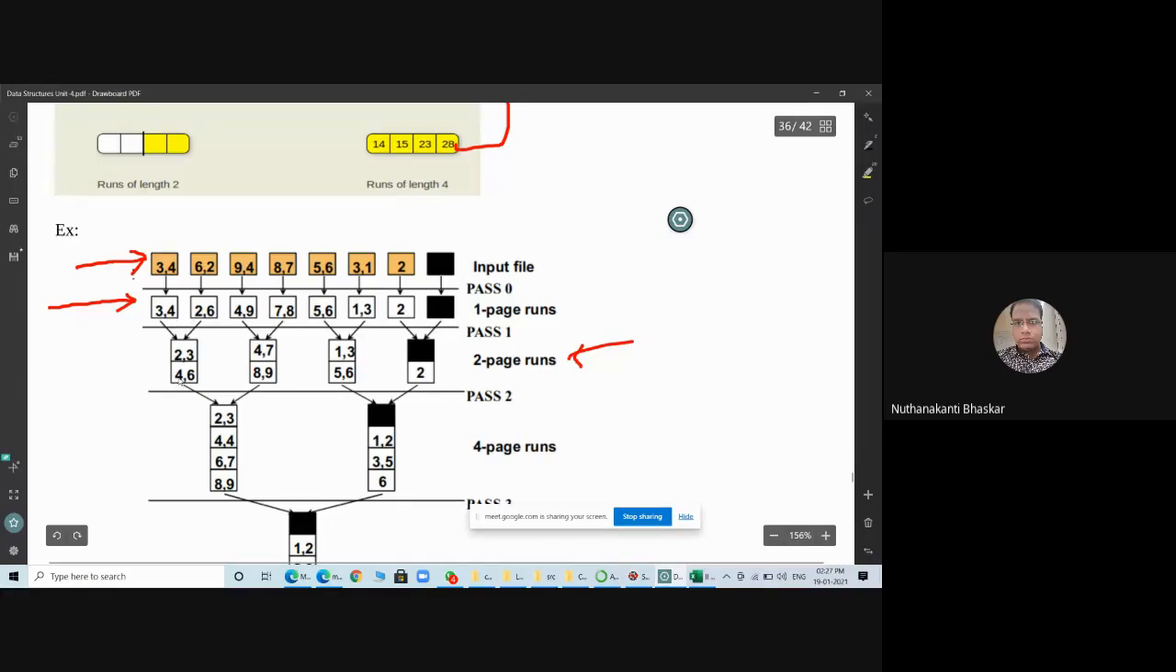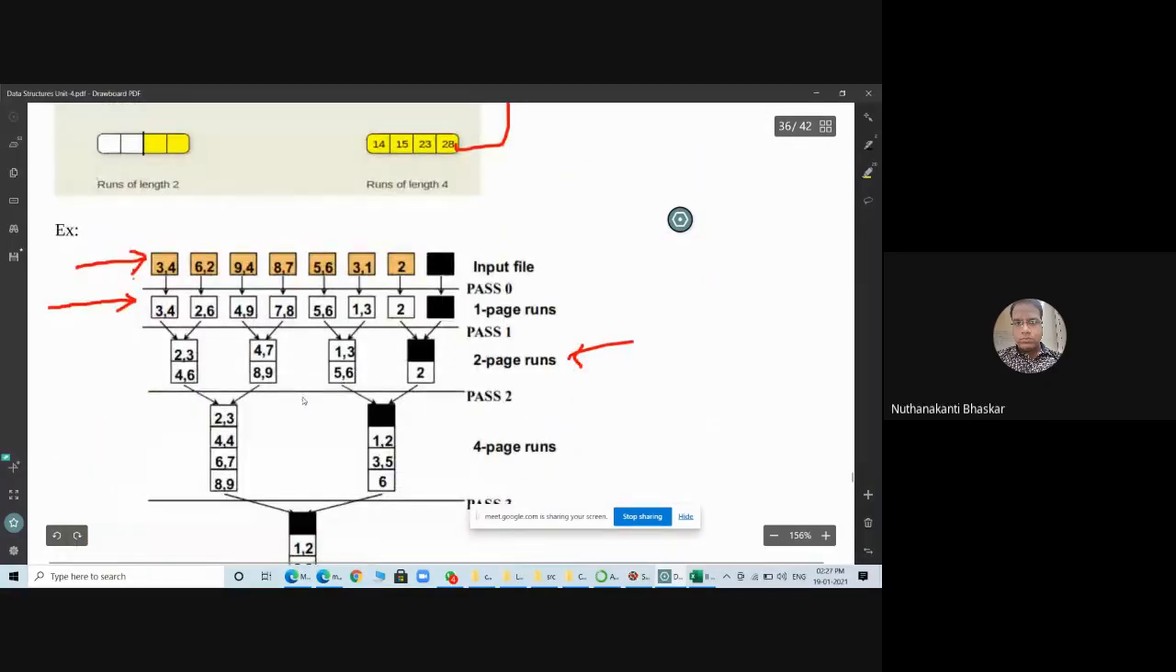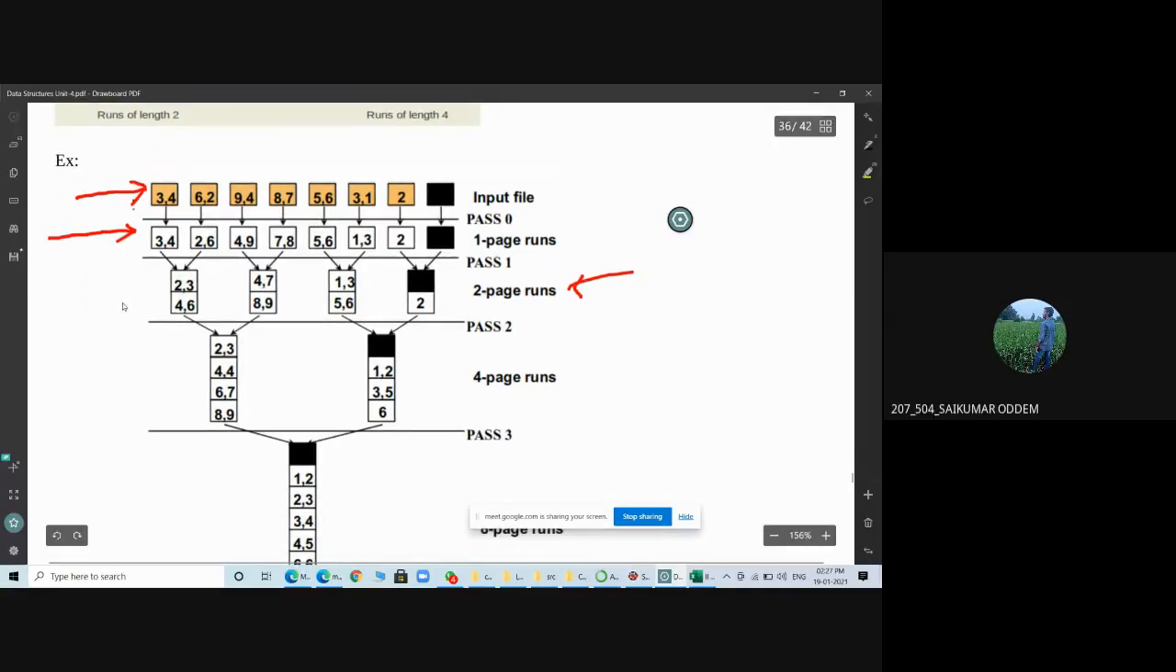Are you clear? Same mechanism. In another way, I am explaining. The procedure is the same, but we can also represent it another way for understanding. Is it clear? Yes, sir. Merging, yeah, merging only. That is what merge is.